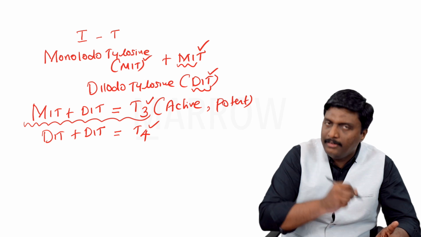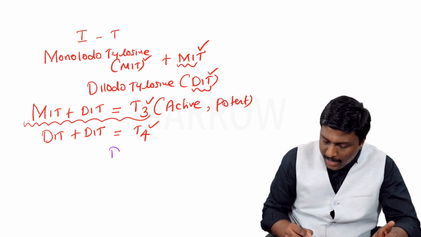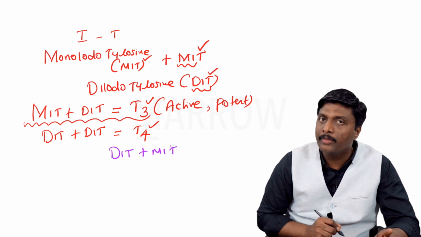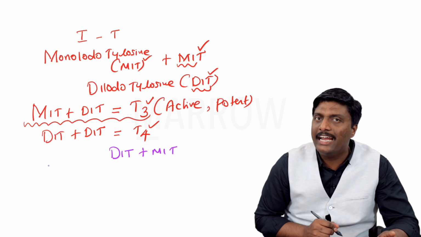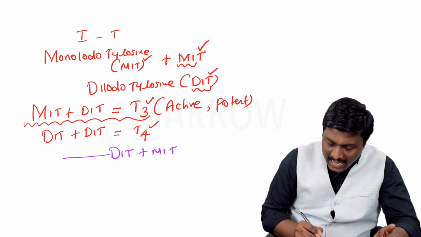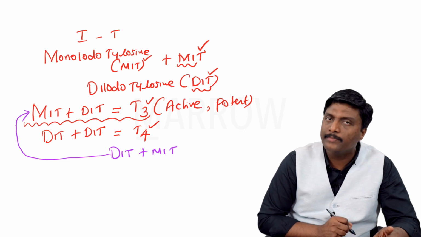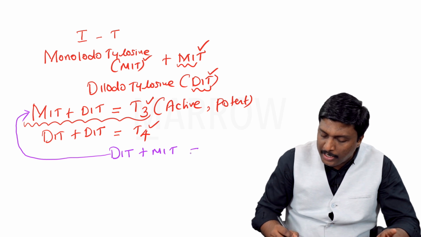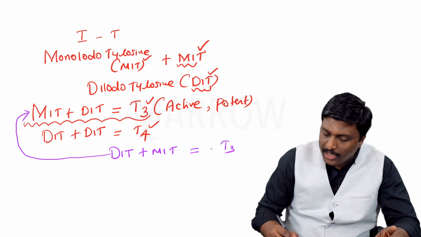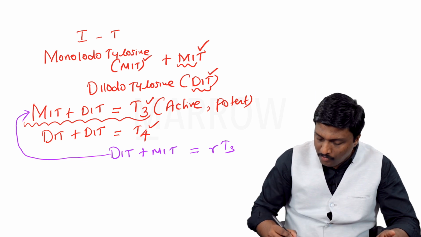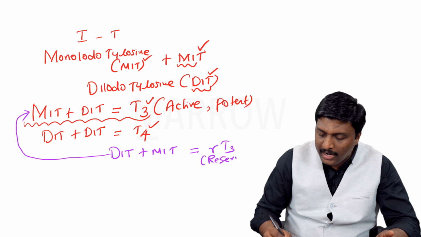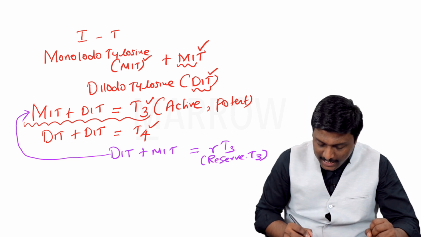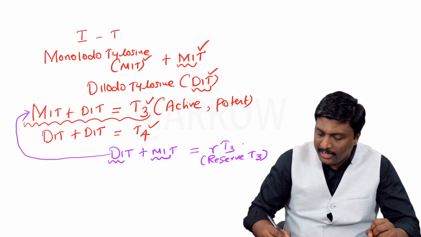Look at the screen. By any chance, a recent AIIMS exam MCQ. If you combine one molecule of DIT plus a molecule of MIT, if DIT first combines with MIT, does this look exactly like the reverse of this process? It looks like the reverse of this process. If DIT combines with MIT, you will not get T3 hormone. The form we are going to get is called RT3. What does R stand for? R is none other than the so-called reverse T3 hormone. Recent AIIMS exam MCQ. Kindly make a note. If DIT combines with MIT, you will get reverse T3.